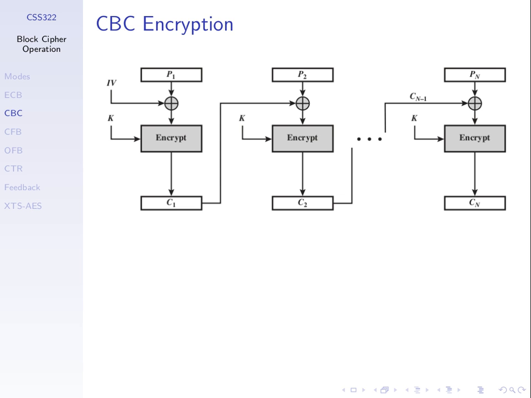The difference here is that if we have two plain text blocks which are the same, say P2 and P3 were the same, P2 is XORed with C1 and then encrypted. If P3 is the same, it's XORed with a different value, most likely, because C2 should be different than C1. So even though the plain text blocks are the same, our ciphertext blocks will be different. That's why it's better than ECB, electronic codebook. So we've got this chaining of the blocks. The second one depends upon the output of the first one. The third one depends upon the output of the second one. And we take the output and XOR it with a plain text block and encrypt that value.